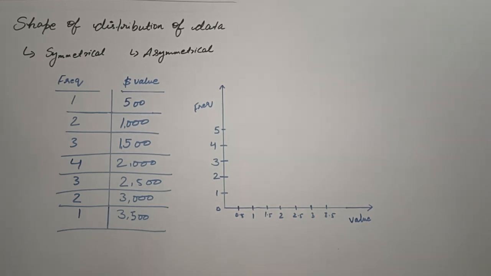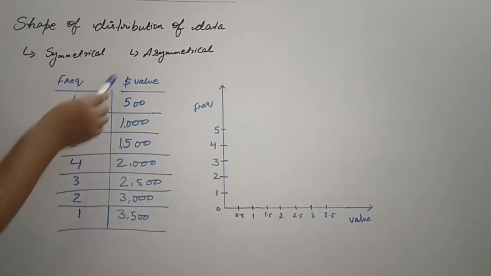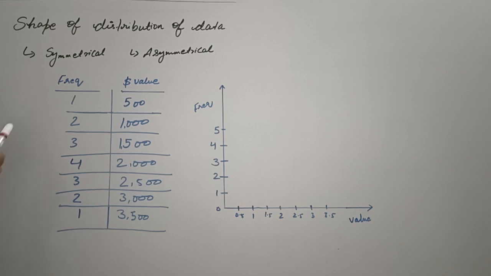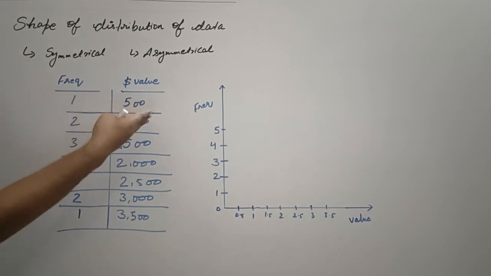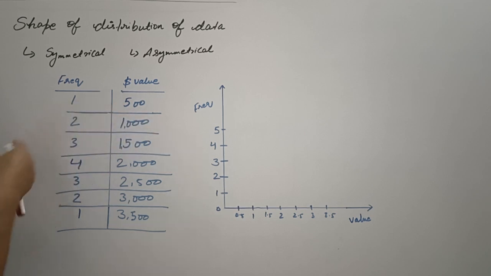Here in this video, we have taken one example where we see frequency and some dollar value associated with the frequency. Maybe the prize won by a student. One person gets 500, two people have won 1000 rupees, three people have won 1500 rupees. So this is the distribution of data that is available with us.